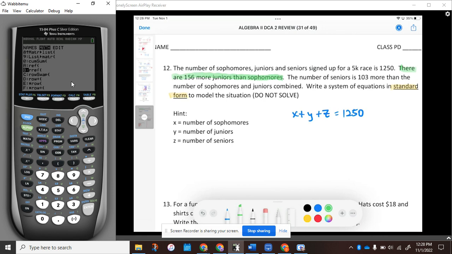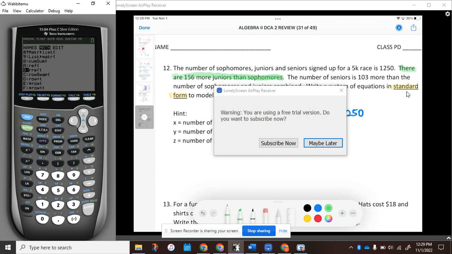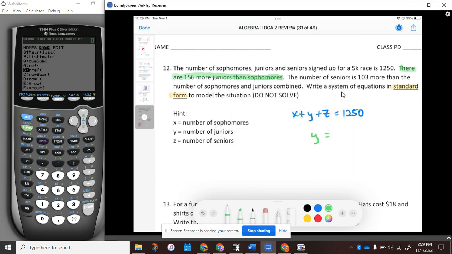Okay, what that means is that the total number of juniors is the sophomore number plus 156, right? If it's 156 more than sophomores. So that means we've got juniors. What numbers? Juniors is Y. The number of juniors is the sophomores plus 156. When we look at that equation right there, is it in the right format?